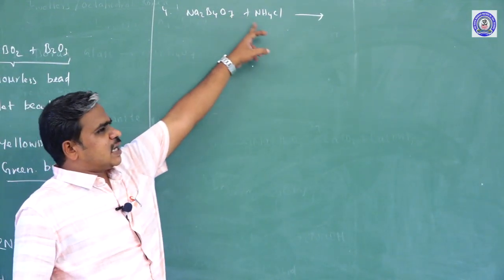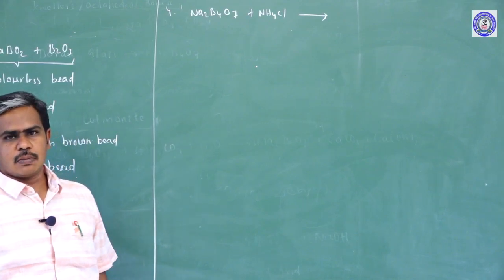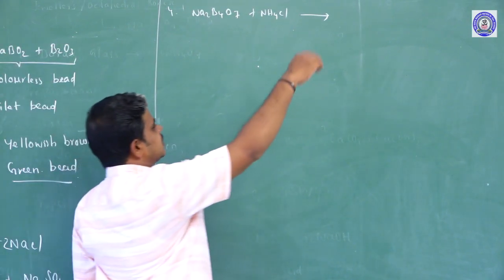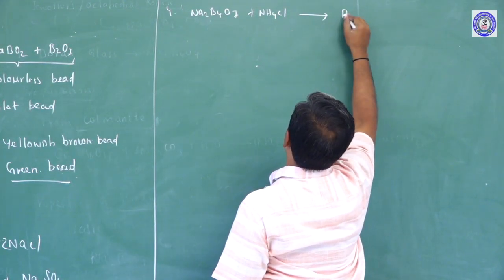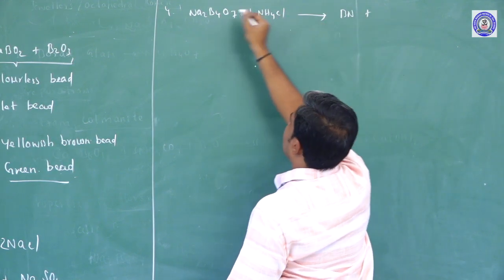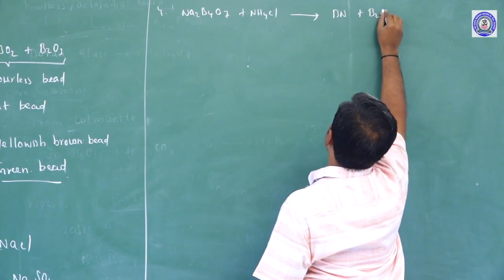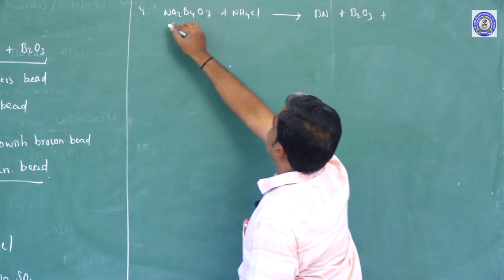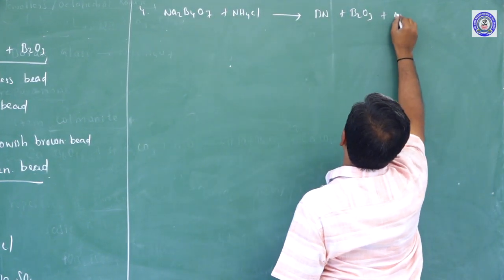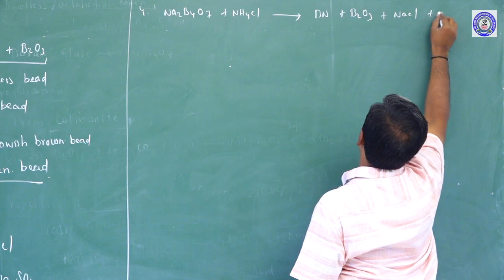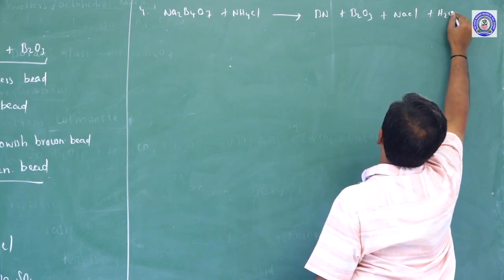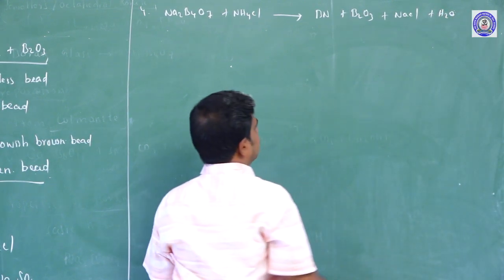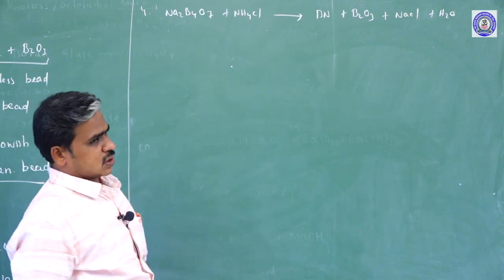When borax is treated with ammonia or ammonium chloride, we get boron nitride, BN, and also B2O3, and Na2 is there, so that we get sodium chloride and water. Sodium chloride and water. Now balance the equation.